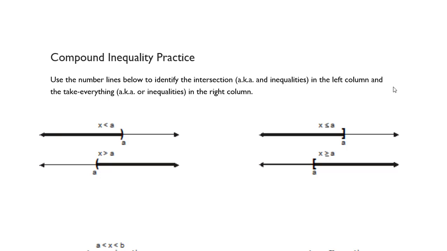Everyone, we're going to work on compound inequality practice. We're going to use the number lines below to identify the intersections, also known as an and inequality, in the left column. And the union, you can think of this as take everything that is graphed, but this is specifically called a union inequality or an or inequality in the right column.